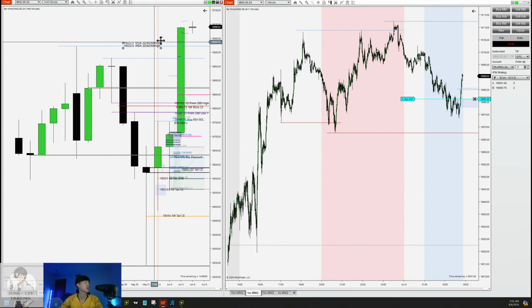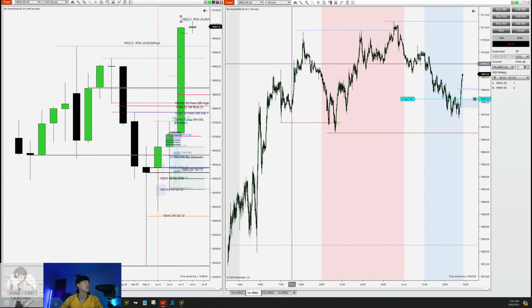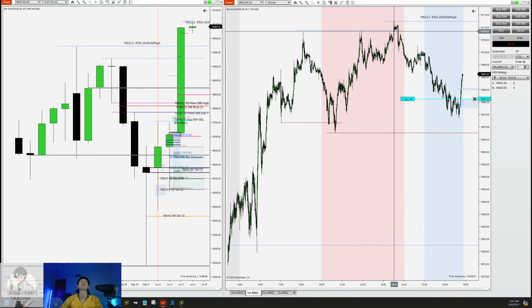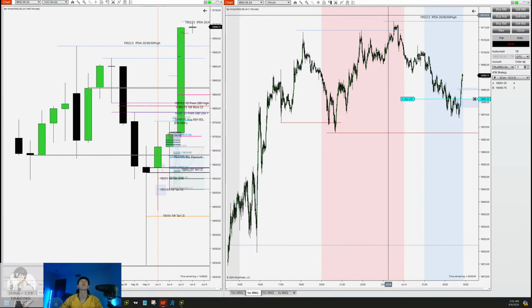So something I want to do here as well is, there we go. So this high is 19112.50. I want to label this as Asia high, buy side liquidity.